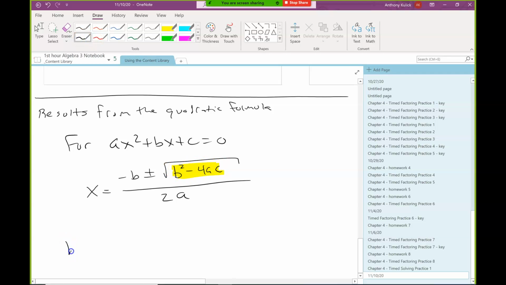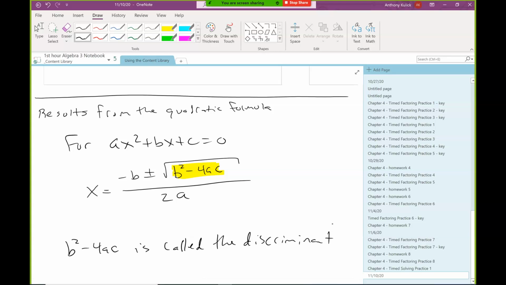This part here is called the discriminant. And the discriminant can tell us quite a bit about the quadratic that we're looking at.